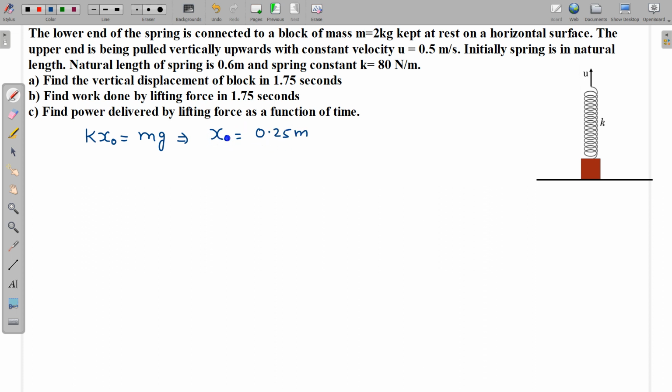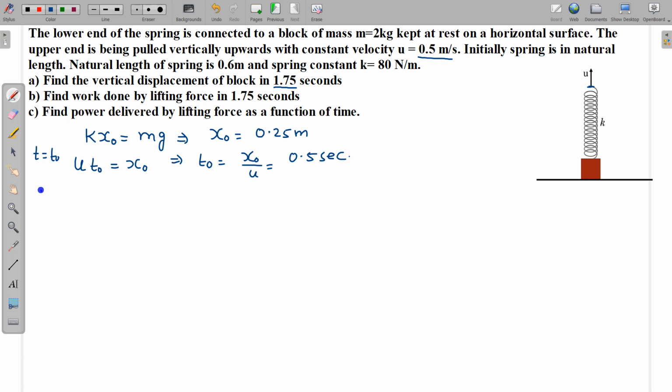At what time is this extension achieved? Only this end is moving, and the other end will remain fixed till that time. So this end has to move by this much distance. The velocity is u, and suppose at t = t0 this happens. So u t0 is the displacement of the upper end, and it is also the extension x0. We know x0, and we know the value of u. So t0 can be calculated as x0 by u, and this will come out as 0.5 second. So at t = 0.5, this block starts lifting. Now we have to find the vertical displacement in 1.75 seconds. There is no displacement till t = t0. The displacement will be after this time.